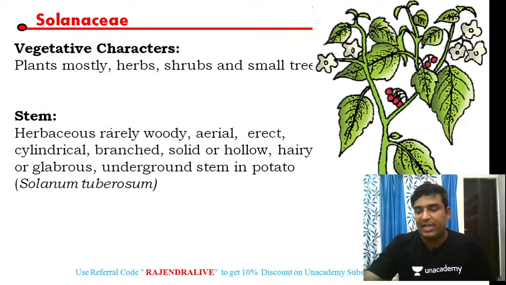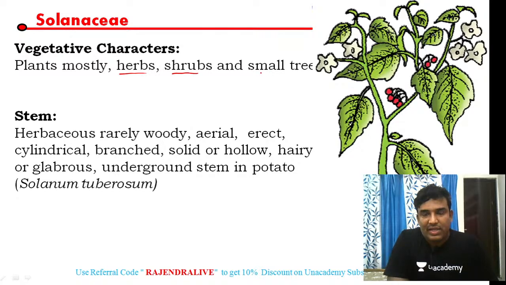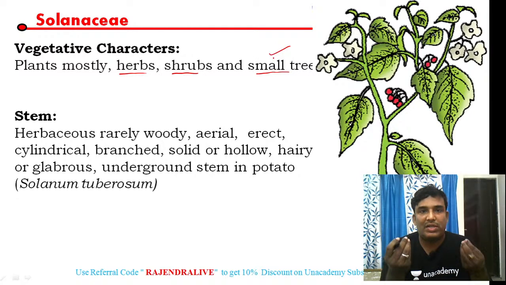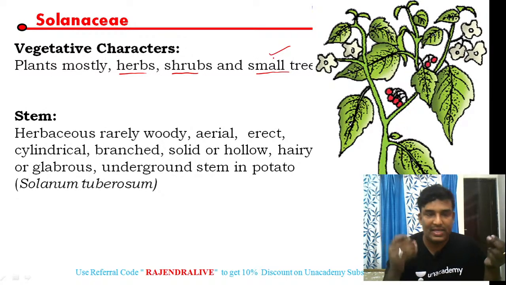Then let us see the vegetative characters of these members. Plants are mostly herbs, and some are shrubs, and there are also small trees. They are non-woody herbs and shrubs, as well as small trees. The majority of them are herbs, shrubs, and trees.